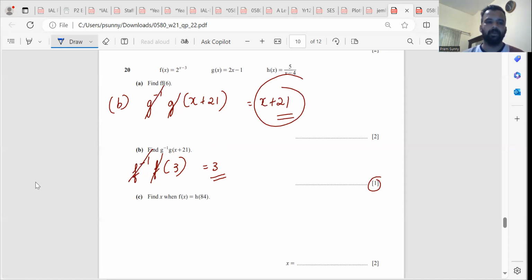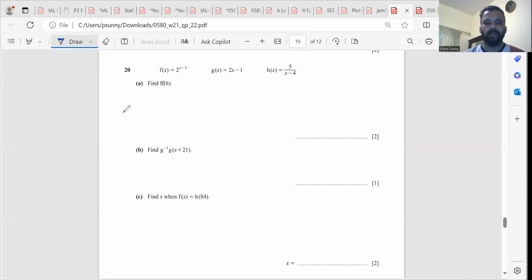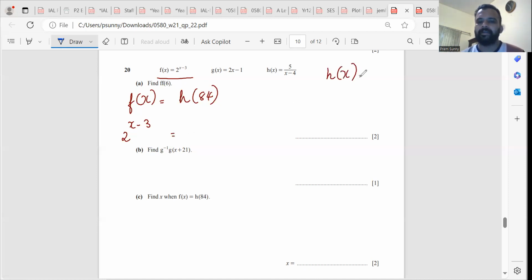Now we have the last part. Find x when f of x is equal to h of 84. So f of x, we know, is 2 to the power of x minus 3, and h of x is 5 over x minus 4. But what we need here is h of 84. That means wherever we have x, we replace it with 84.